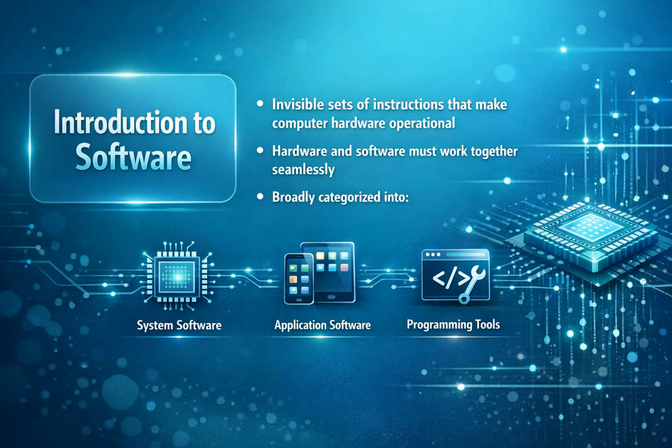We've covered hardware and data, but what controls it? Software. This refers to the invisible sets of coded instructions that make computer hardware operational. They must work together perfectly. Software is broadly categorized into system software, application software, and programming tools.